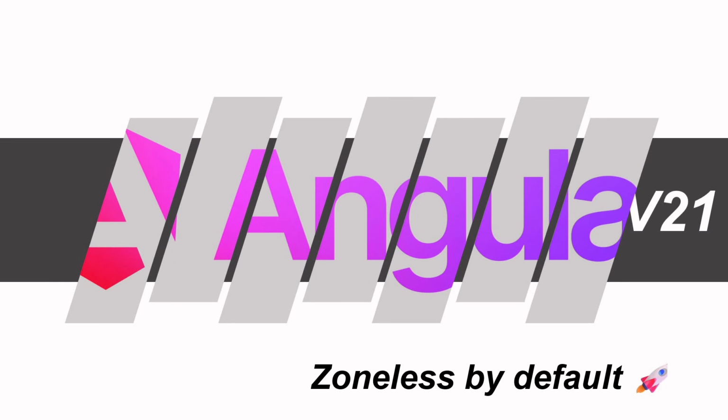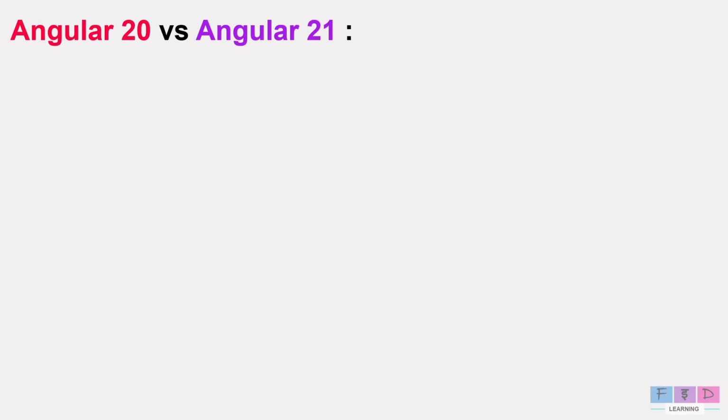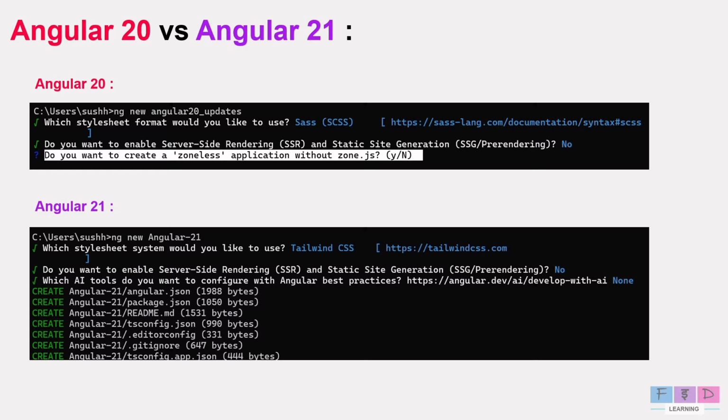Next, let's compare the changes related to Zone.js between Angular 20 and 21. With Angular 20.2, zoneless change detection has become stable, and Angular 21 takes it a step further by making zoneless default for new applications. So let's compare how this works in Angular 20 and Angular 21. In Angular 20, when we create a new project, you are asked, do you want to create a zoneless application without the zone.js file? However, in Angular 21, this prompt is skipped and new applications are created zoneless by default, as I showed in my previous video.